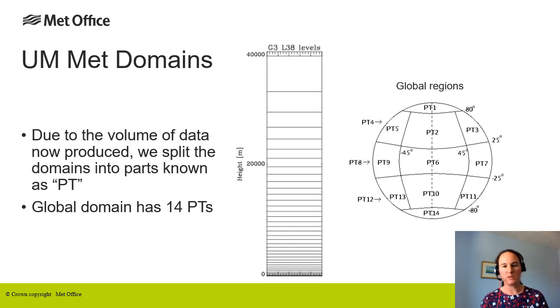So what we do is split the metadata up into a number of domains, which we call parts. They're denoted by PT if you ever look at the name of the file. And this picture shows you how the global domain is split up. PT2 is the area that sits over the North Atlantic and Europe. Then PT1 covers the North Pole, PT14 the South Pole, and PTs 2 to 5 cover the Northern Hemisphere as far south as 25 degrees. Then we've got the equatorial region, and then the Southern Hemisphere.